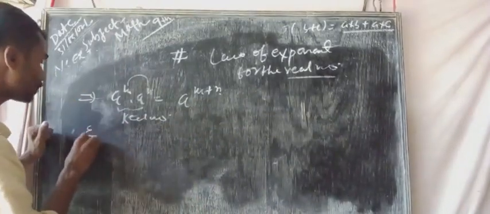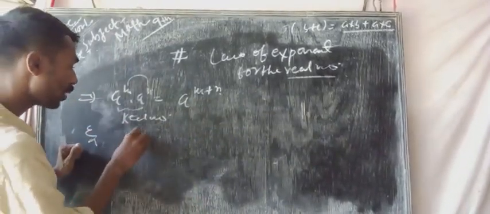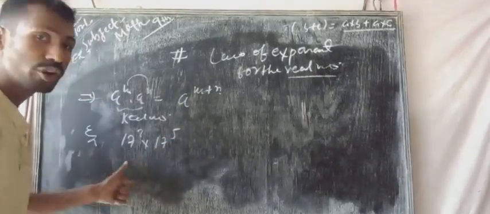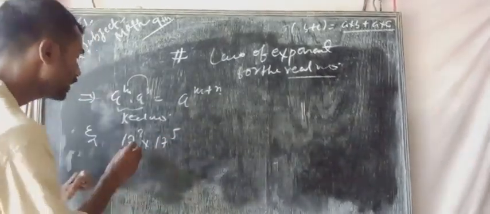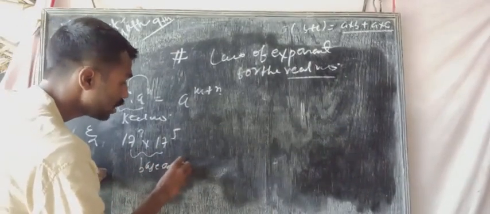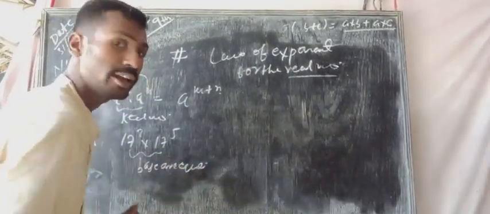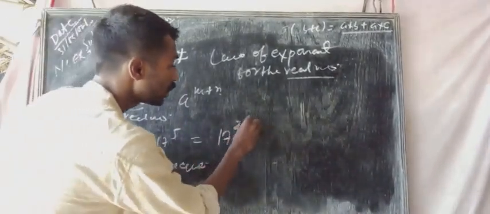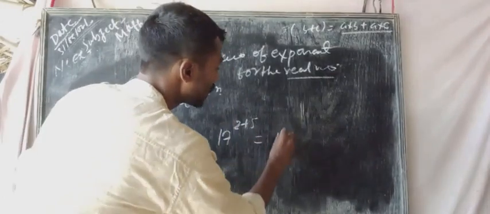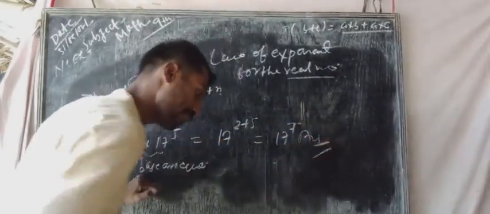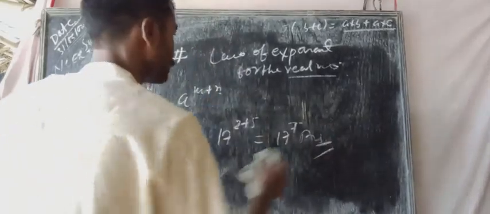That means suppose 17 पे power 2 into 17 पे power 5. In that case the bases are equal, that means the powers should be added. That means 17 पे power 2 plus 5. Now the result is 17 पे power 7. 17 पे power 7 is the answer.